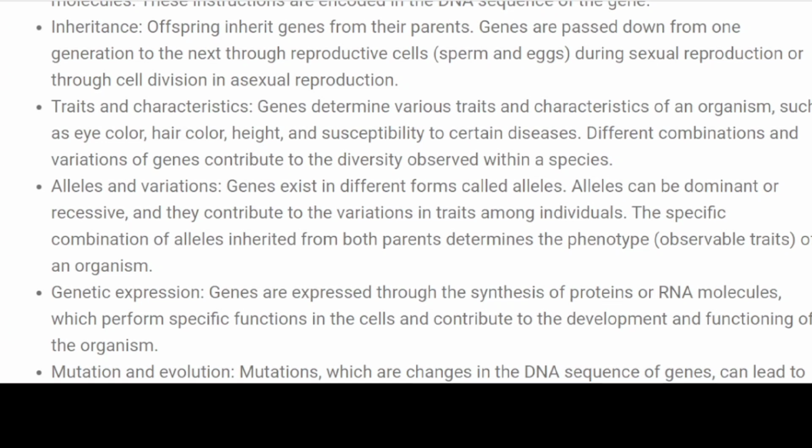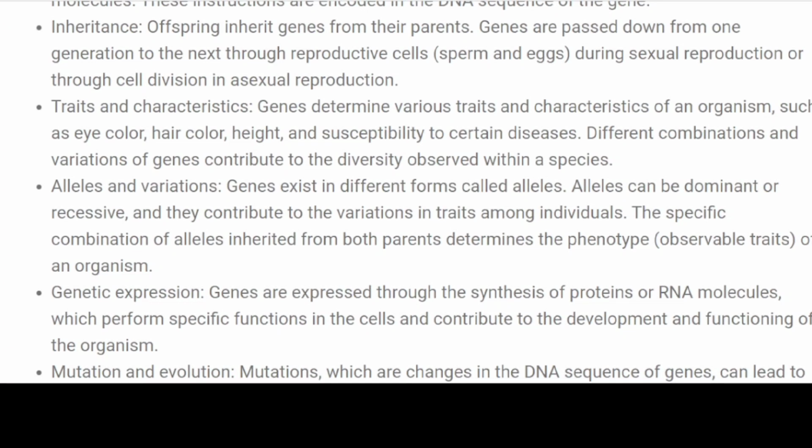Alleles and variations. Genes exist in different forms called alleles. Alleles can be dominant or recessive, and they contribute to the variations in traits among individuals. The specific combination of alleles inherited from both parents determines the phenotype, the observable traits, of an organism.